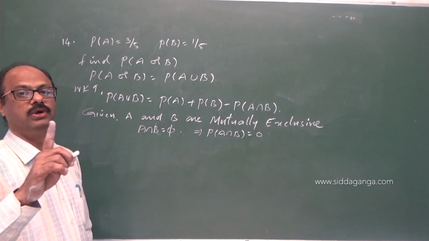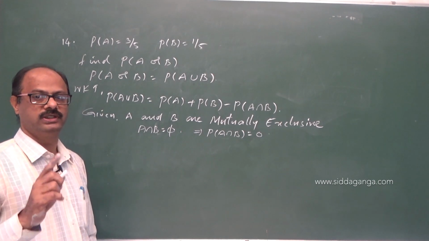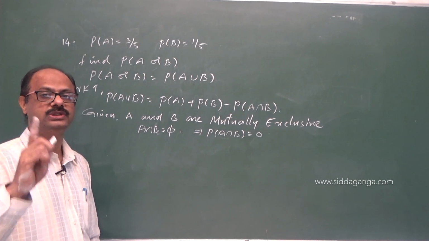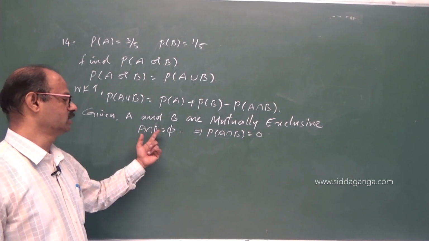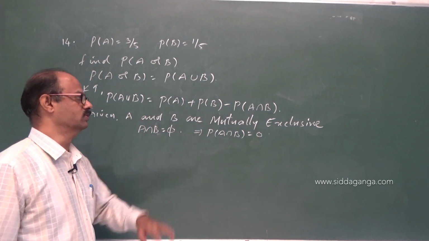If union is equal to S, we call it exhaustive. So what is exhaustive? A union B is equal to sample space S, exhaustive. But A intersection B is equal to empty, we call it as mutually exclusive.